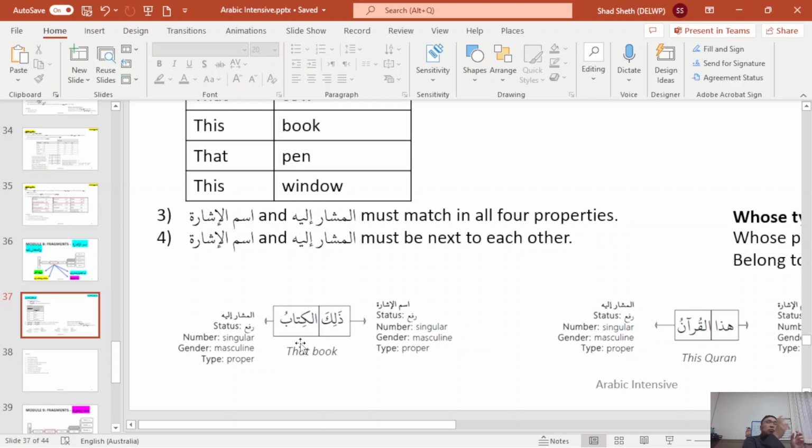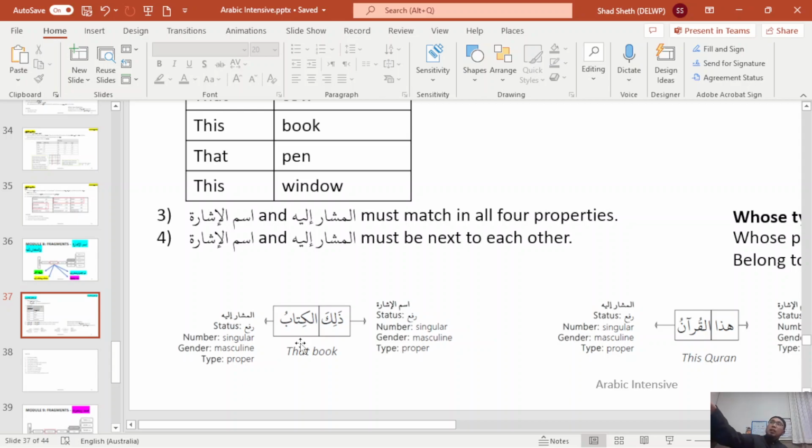So basically everything is already matching, right? For kitabun and dhalika, except the fact that kitabun is not proper. So to make it proper, you add alif lam, then it becomes al kitabu, you drop the tanwin. So dhalikal kitabu. So it becomes that book. That's basically it. That's probably the easier one.